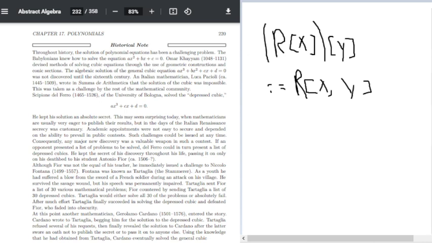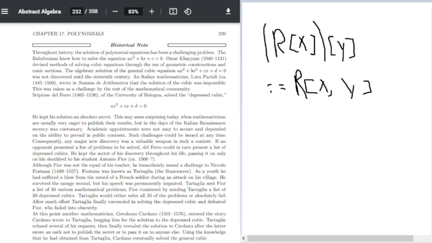An Italian mathematician, Luca Pacioli, wrote in Summa de Arithmetica that the solution of the cubic was impossible. This was taken as a challenge by the rest of the mathematical community. Scipione del Ferro at the University of Bologna solved the depressed cubic, ax cubed plus cx plus d equals 0. He kept his solution an absolute secret.